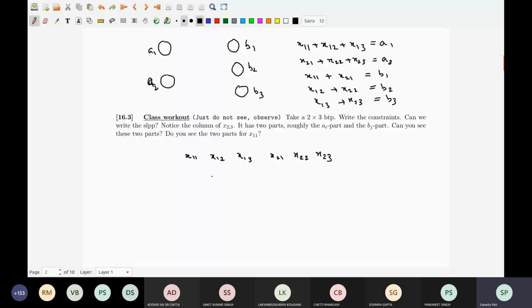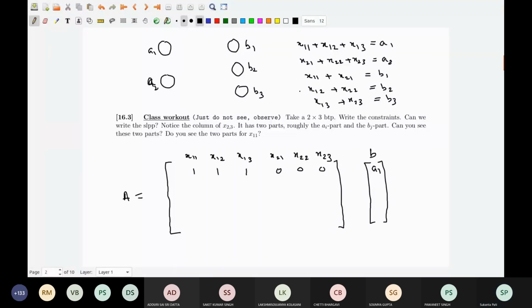So what is the first? So this is the matrix A. It will have two parts. One, the first constraint. What is the first constraint? Now 1, 1, 1. Here it is, the matrix, and then the B vector. That also I have to write 1, 1, 1, and this is A1. 0, 0, 0. That's okay. Next, now x21, x22, x23, that means 0, 0, 0, 1, 1, 1, and that is A2.